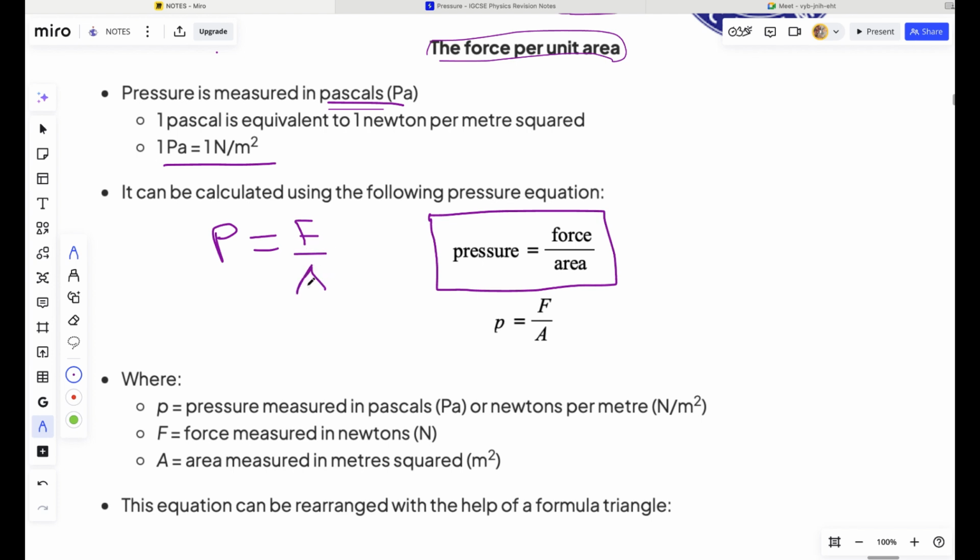If you want a bigger pressure, you make the area smaller. The smaller the area, the bigger the pressure. The bigger the area, the smaller the pressure. That's why the pressure exerted by a sneaker shoe is smaller than pressure exerted by a high heel. You know, a high heel has a pointed toe, so that can easily sink into the ground.